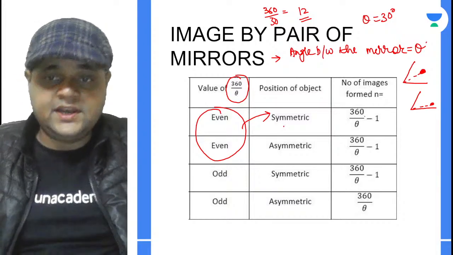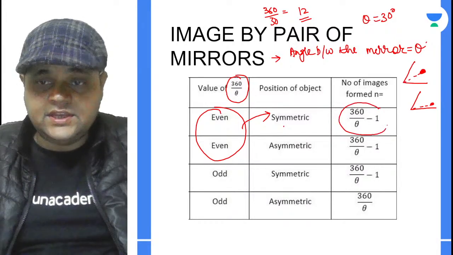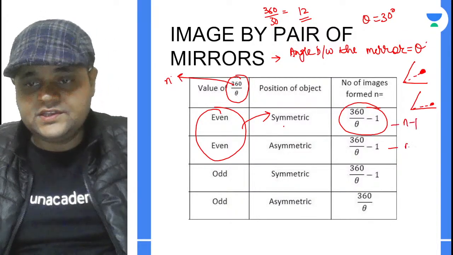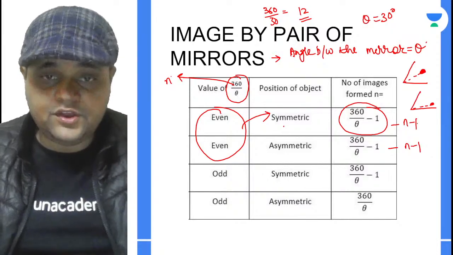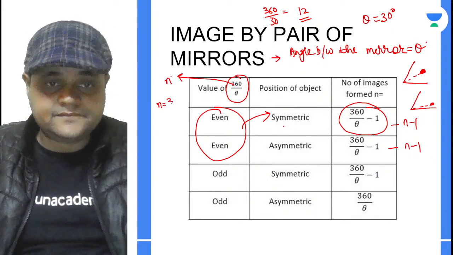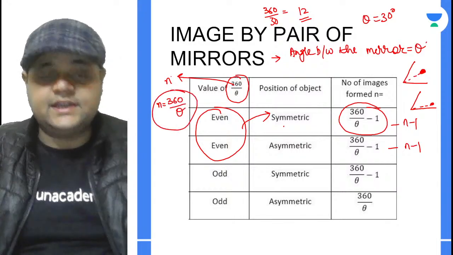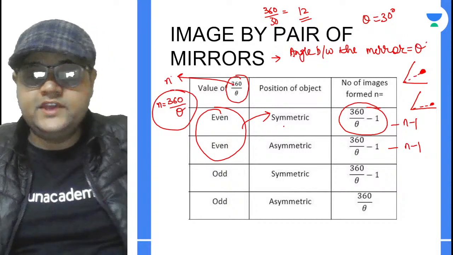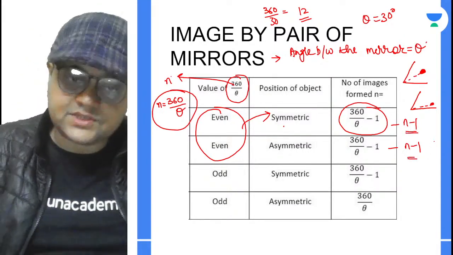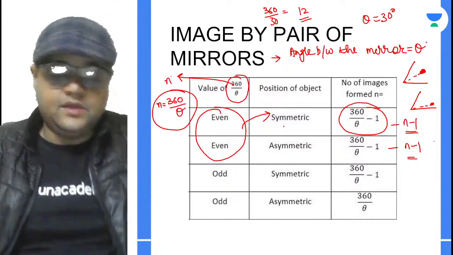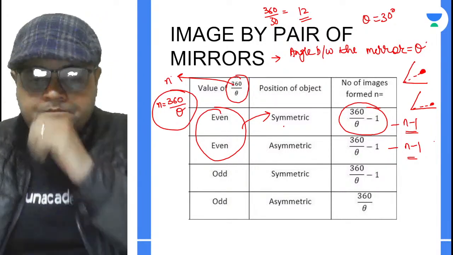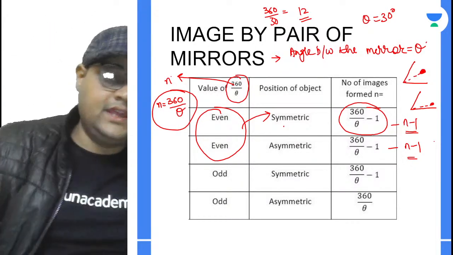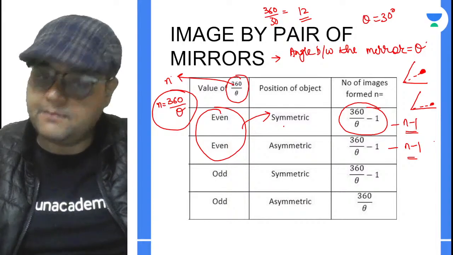If the object is at a symmetric position, the number of images is 360 by theta minus 1. In your book, this is written n, so this is n minus 1. N is 360 by theta. Whenever the value of n is even, the number of images will always be n minus 1. You don't have to bother whether the object is placed at a symmetric position or an asymmetric position, in all the cases you will be getting n minus 1 images.